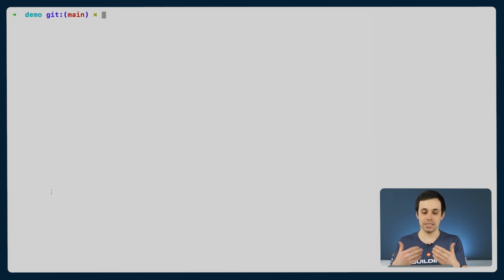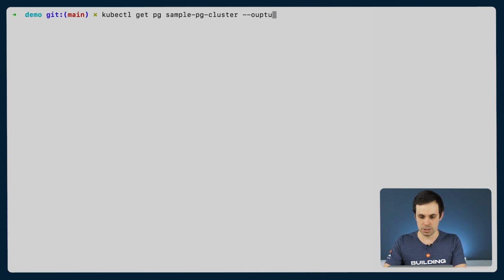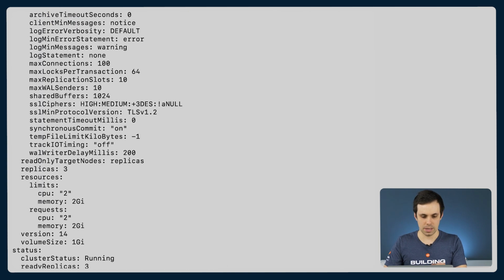And we can verify this also by looking at the status of the PostgreSQL instance itself. So if we do kubectl get pg or PostgreSQL sample-pg-cluster, the name of our instance, output, oops, sorry, there's a typo, output YAML, and we look at the status, we should see that it now says 3 ready replicas, so we've succeeded in scaling up our instance.